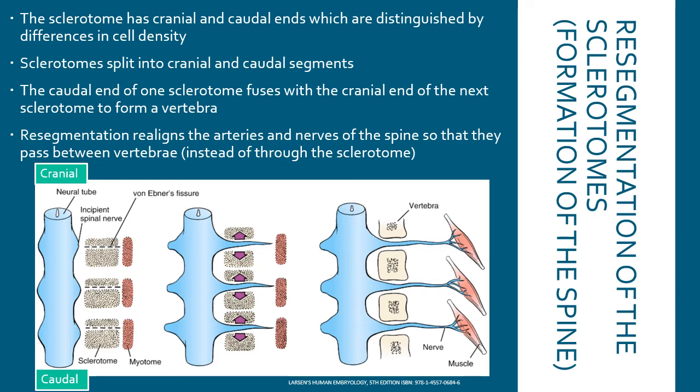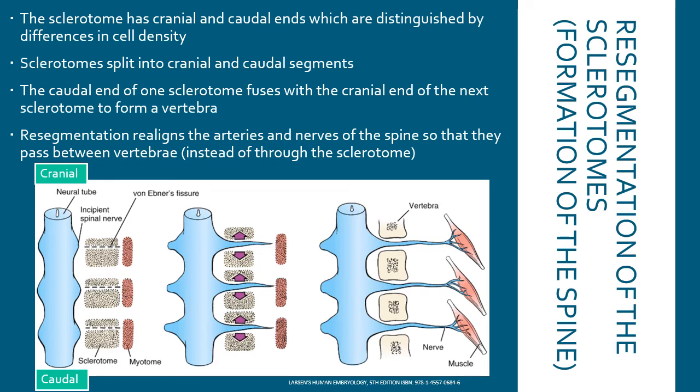In this case, which end is cranial and which end is caudal is determined by the density of the cells in the region. That's how the sclerotome determines what it is, but of course it also follows the basic body patterns. So the sclerotomes then are going to split into their cranial and caudal segments, and the caudal end of one sclerotome will ultimately fuse with the cranial end of the next one, and those two together will form a vertebra.